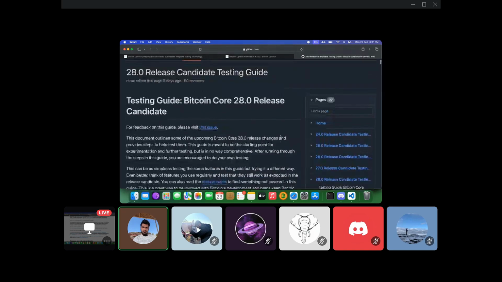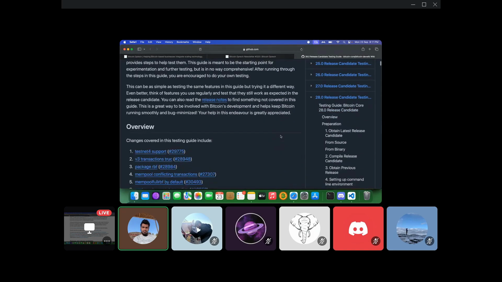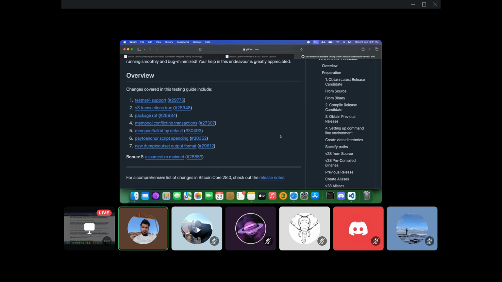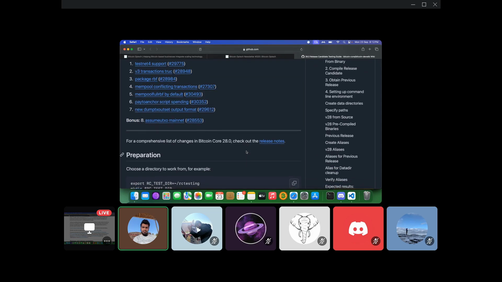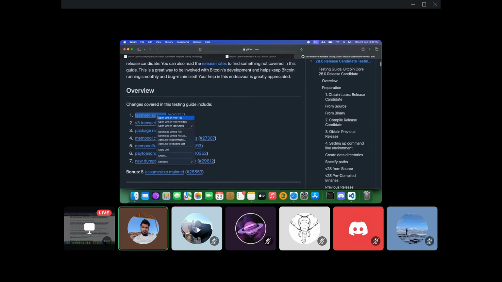All right. So this is the testing guide that has been provided for those who've not already tested and intend to test it. This is the testing guide, and these are the primary features that you have to test. So we'll commence with testnet 4. All right. What is testnet 4?